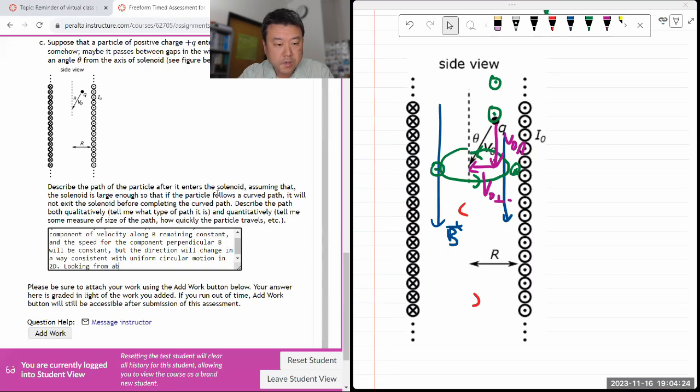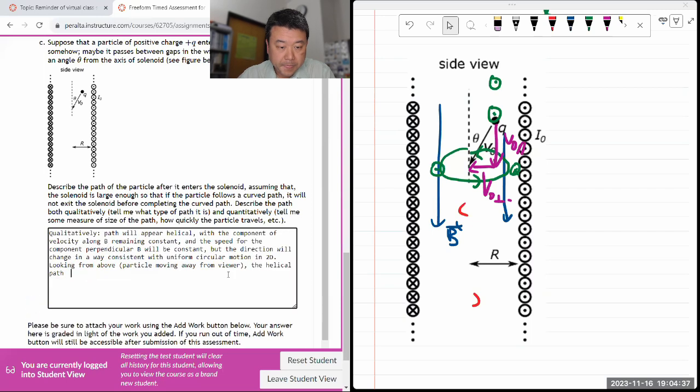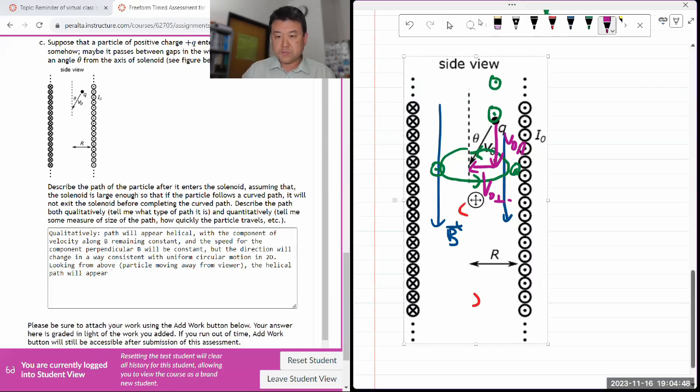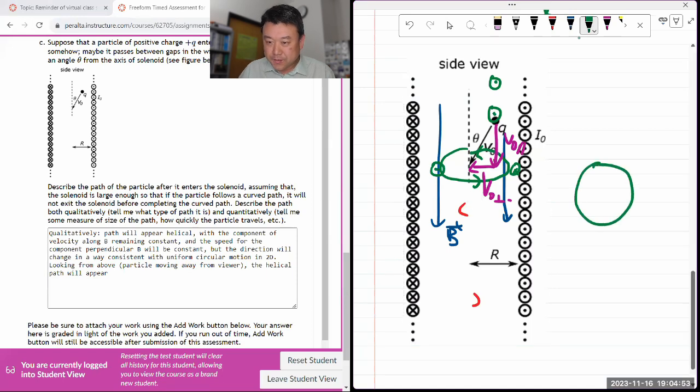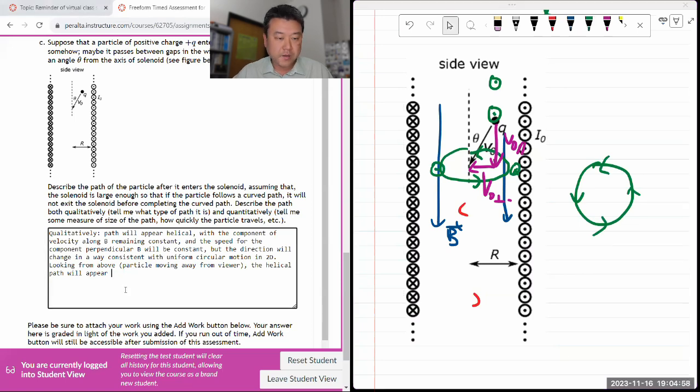Looking from above, with the particle moving away from the viewer, how will the helical path appear? Let's see. This is coming out of the page. Just imagining rotating this shape in your head, looking at it from above, this will be this way, this will be that way. So the helix will appear counterclockwise.